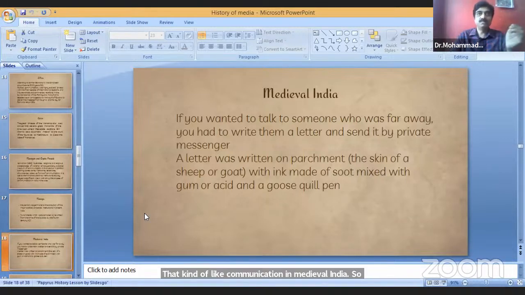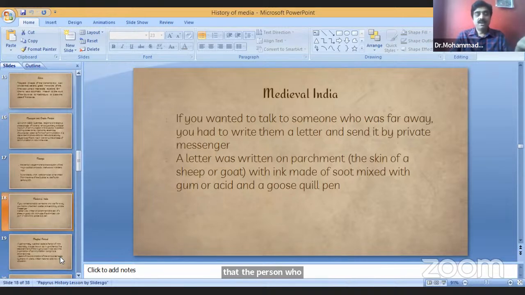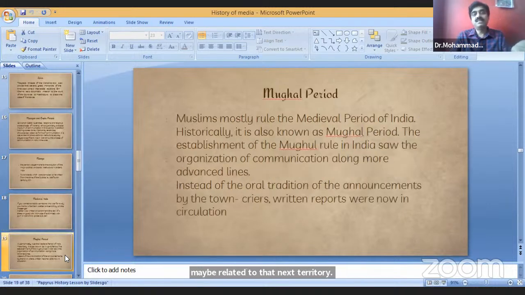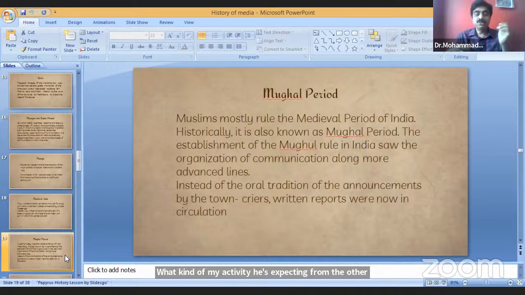The messenger passed on the information to the intended person, maybe in the next territory, to convey ideas and what kind of activity he expected from neighboring states or faraway persons. That way, through the letter form, they were able to communicate and deliver the message through a messenger. Next, we talk about the Mughal period.